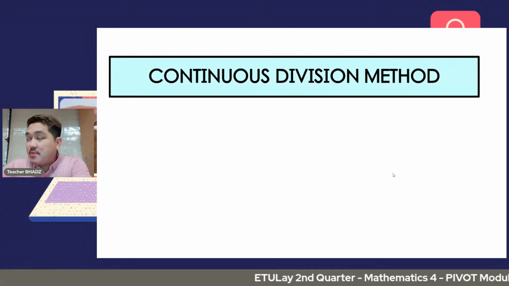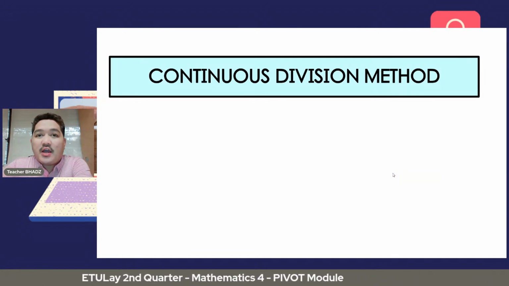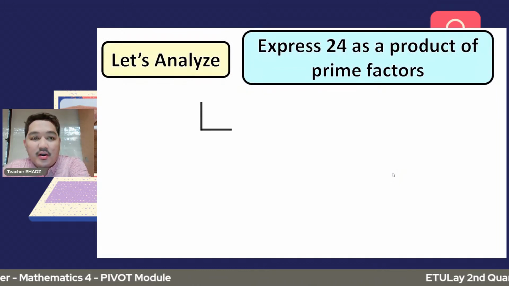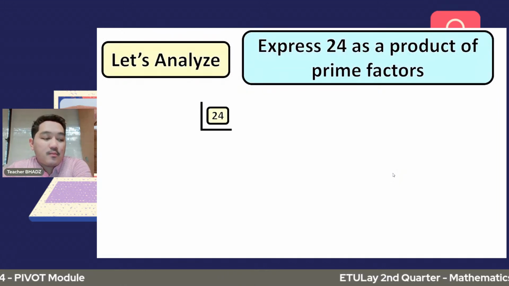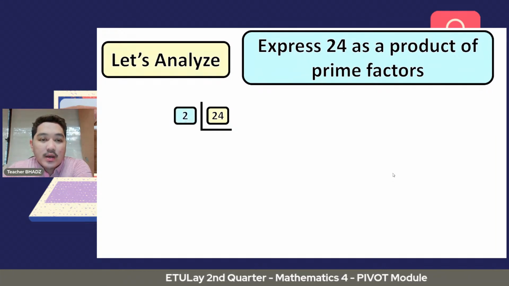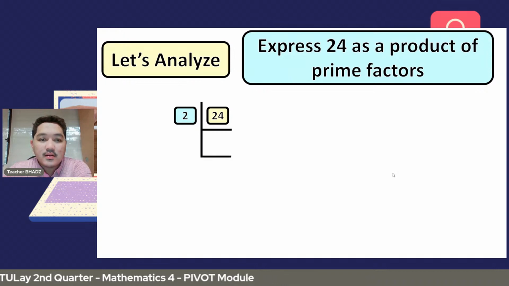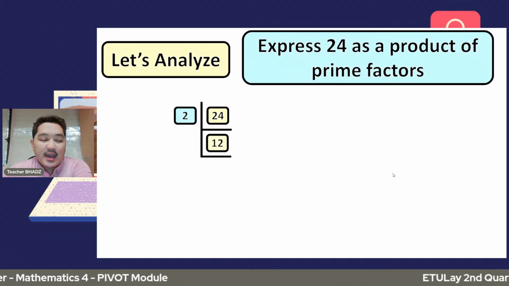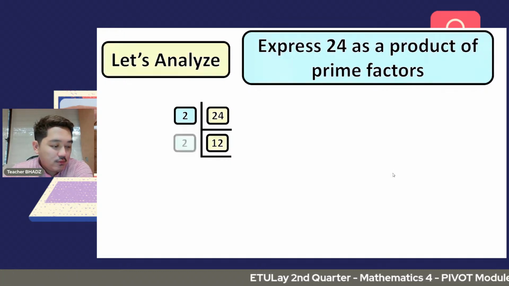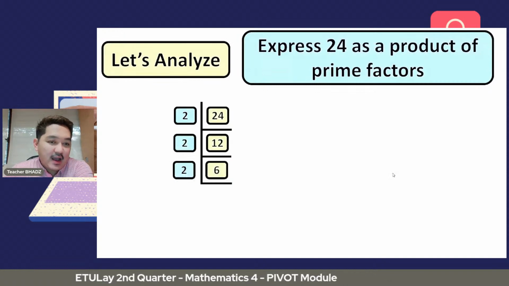Kanina, factor tree para siyang puno. Ngayon naman, continuous division method, or ito yung para tayong may hagdan. Let's have 24. Ayan. Anong number ang pwedeng makapag-divide kay 24? We have 2. 24 divided by 2, we have 12. And ang makakapag-divide kay 12 ay 2. We have here 6 divided by 2.